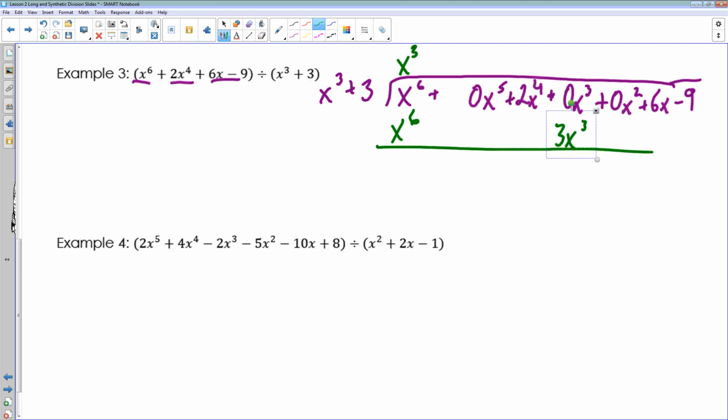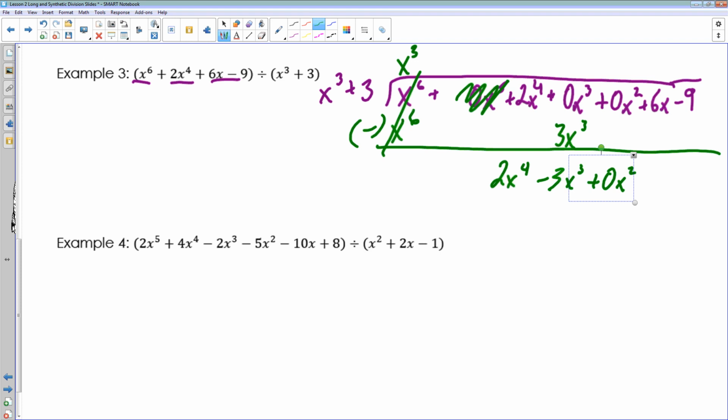Okay, so now we're subtracting. Notice where I put that 3x cubed. I put it underneath that term that I had to write in, that 0x cubed. So x cubed minus x cubed, those cancel. Nothing minus nothing is still nothing, so we actually don't need this term. 2x to the 4th minus nothing is still 2x to the 4th. Nothing minus 3x cubed is going to be a minus 3x cubed, and then we bring the rest of the terms down.